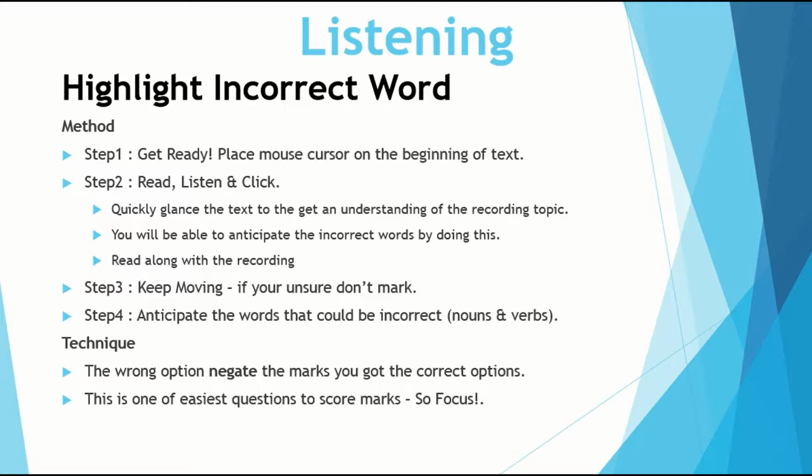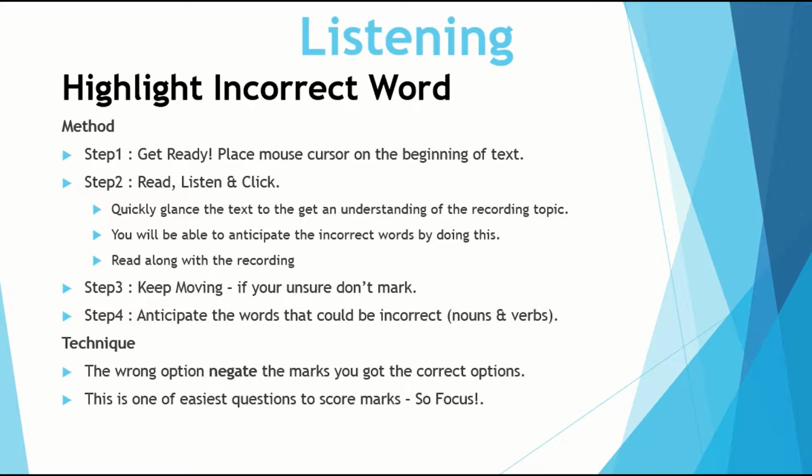Like I've mentioned earlier with other recordings as well, once you get a gist of the topic, it could be about history or a research or global warming or anything under the sun basically. So once you understand the topic or what the speaker is going to talk about, you have a better understanding and you'll be able to anticipate better, right? So you need to quickly glance at the text to get an understanding of the recording topic, because of which you'll be able to anticipate the incorrect words.